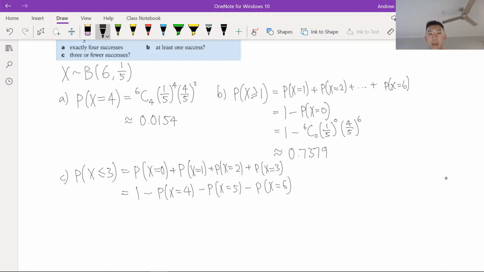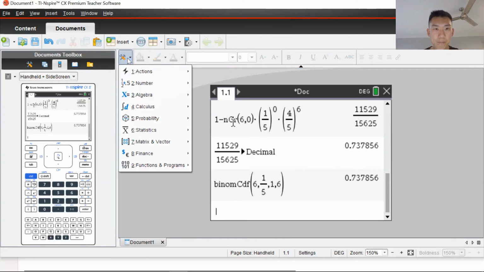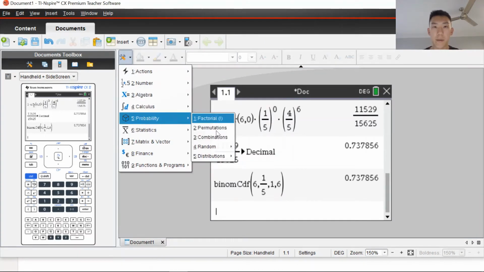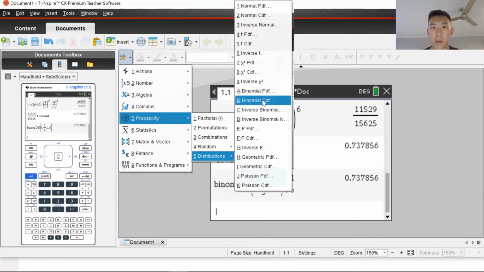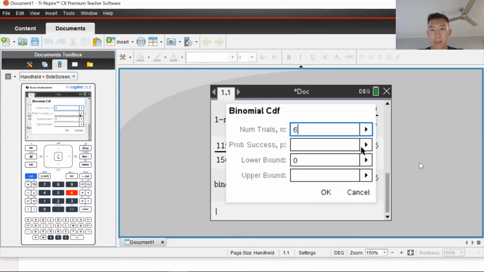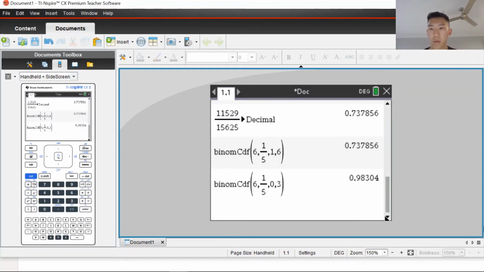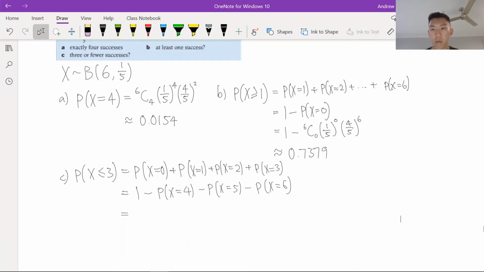Now either way, if we want to write the formula out, it's going to be a bit long, so since we can use a calculator, I'm just going to use the calculator function to help me get this, because we'll all get the same answer anyway. So distributions, binomial CDF, 6, 1/5. Our lower bound is 0 because 3 or less, and we're going up to 3 because we want to include 3. There we go, 0.9830 approximately.